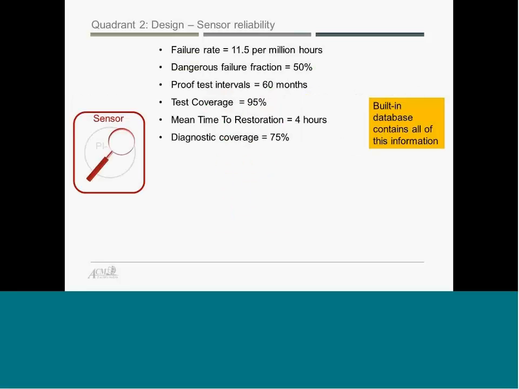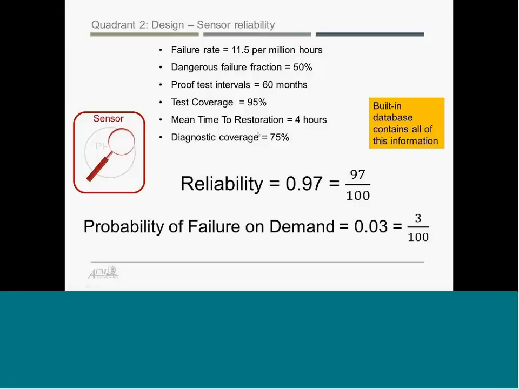So if we go to our custom failure rate database, and we have a sensor that's similar in our facility, and we've got a failure rate, our test coverage, we say we want to test it every 60 months, and we've got a 75% diagnostic coverage. We're going to get a reliability for this sensor of around 97 out of 100. Earlier, we were talking about probability of failure on demand. That's going to be 3 out of 100. They're inverses of each other. You do one minus the other.